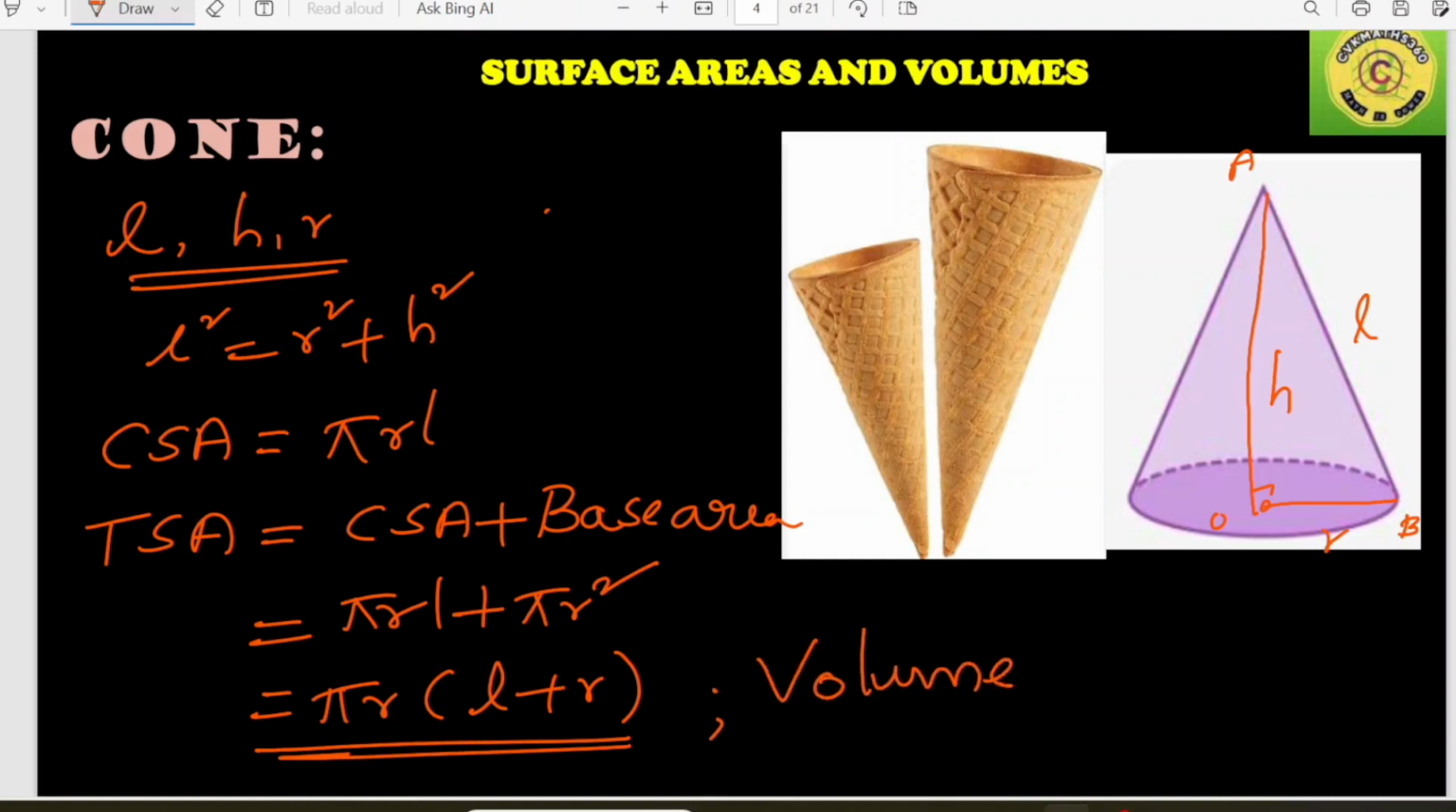Volume of cone. Volume is nothing but 1/3 of cylinder volume. Cylinder volume is pi r square h.